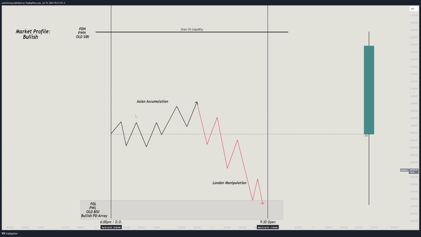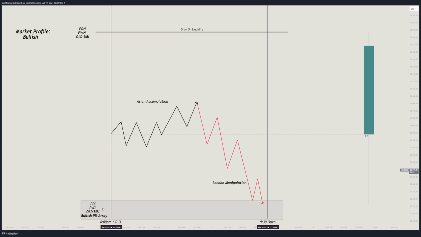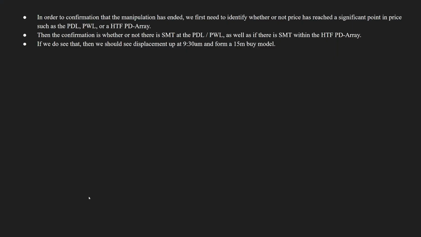So, classically, Asian accumulation, London manipulation into an old higher time frame PDRA. Again, for confirmation, we need to initiate the reversal and confirm the manipulation has ended. We need to identify first, has price reached a higher time frame PDRA, a significant point in price, as well as seeing SMT. If we do see that, then we are often anticipating displacement up at 9:30 and form a 15-minute buy model.